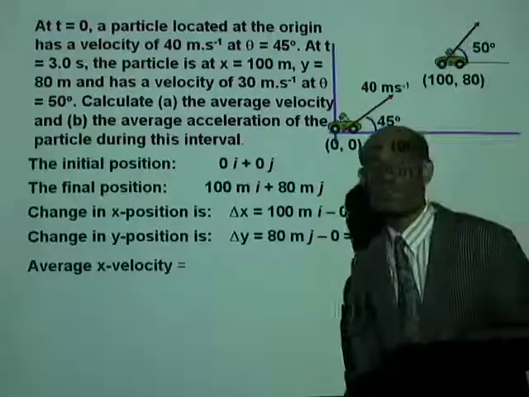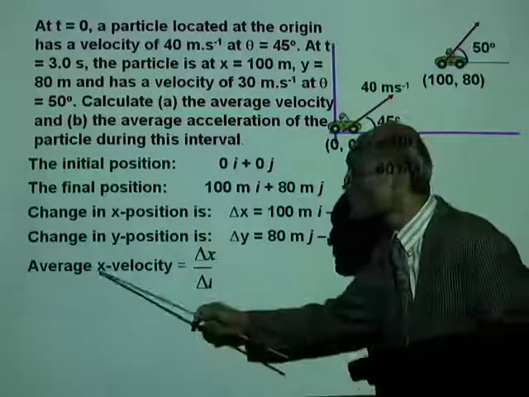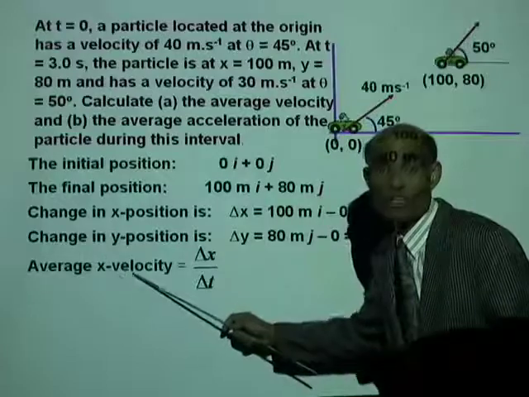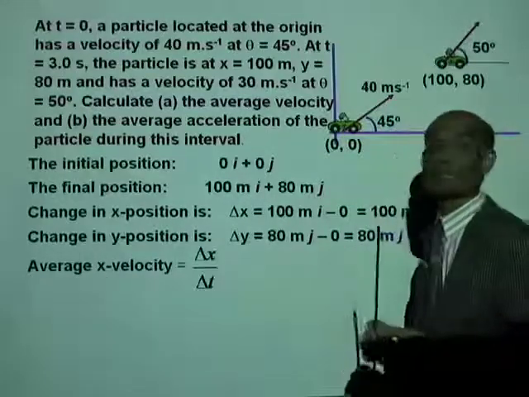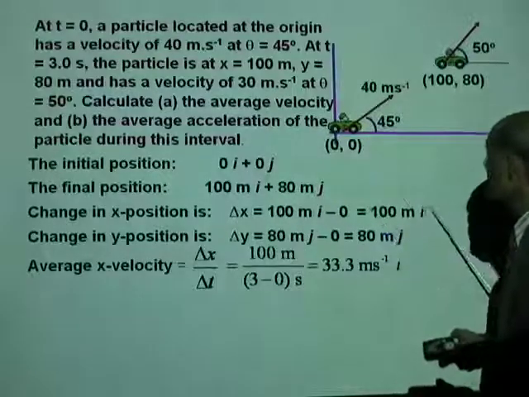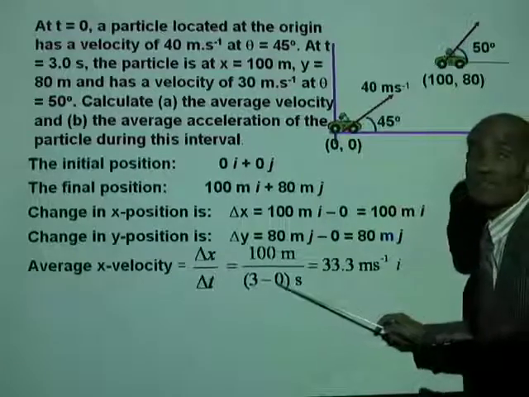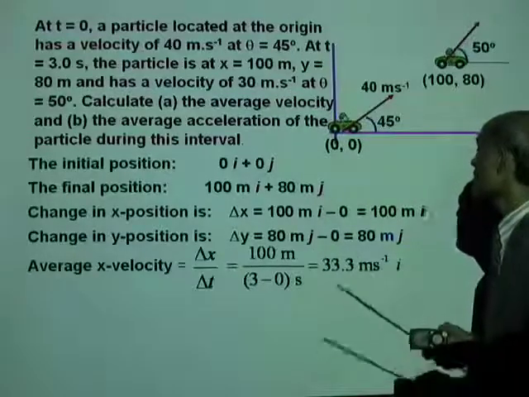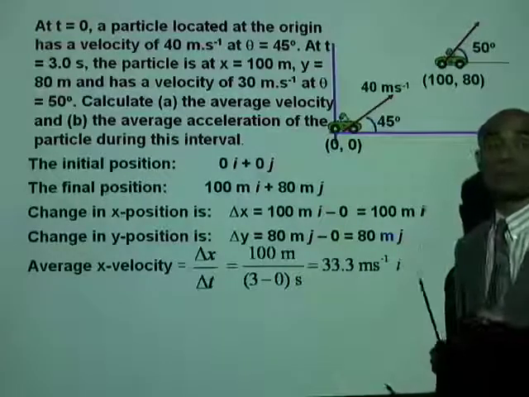What is the average velocity? Average velocity is in the x direction. The average velocity in the x direction will be delta x divided by delta t, and delta x is 100 meter i, divided by delta t, which is 3 seconds. That will be 33.3 meter per second i.